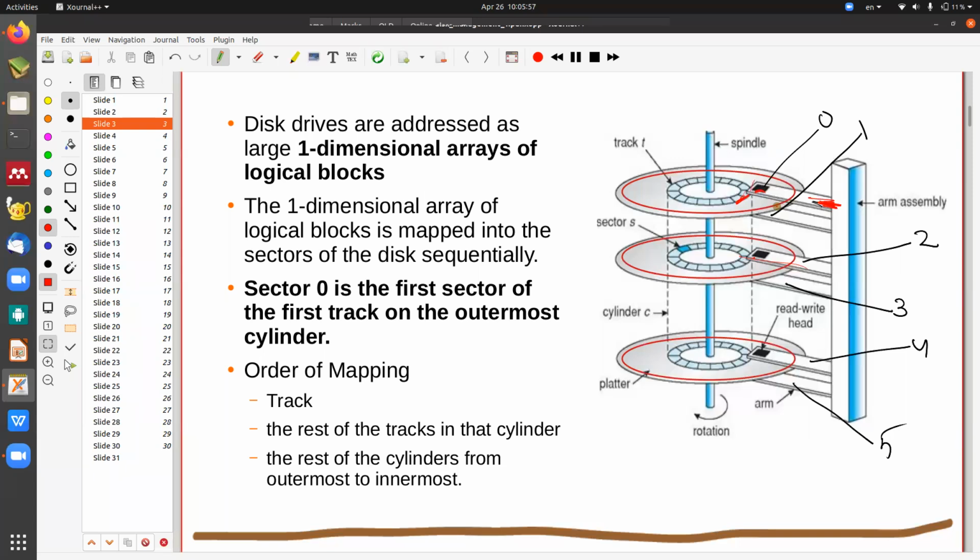So at a time, if my data will be stored in 1 2 3 4 5 6 8 9 10, then it is in one cylinder only. So with one arm movement my all 10 sectors have to be there, no need to go anywhere. So that's the reason they have taken a cylinder wise division rather than a surface wise division.